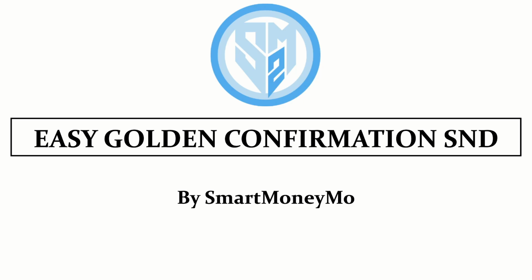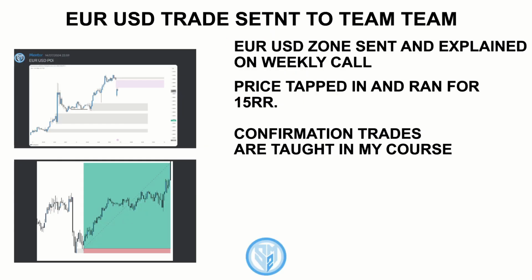We're going to be explaining this concept with a beautiful trade that I sent on Euro USD to the team. As you guys can see, I sent out this chart with the POIs to my team, and I explained on the weekly call what I would be doing at every single one of these zones. And yeah, price eventually tapped into this POI and gave us a beautiful confirmation trade which ran for over 15 RRs.